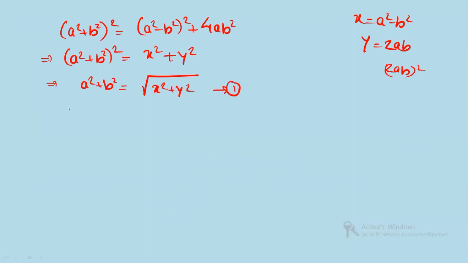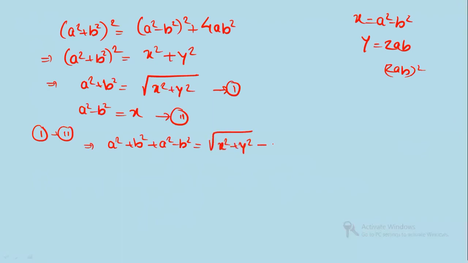So consider this as equation 1, and we have already one more relation, a square minus b square is equal to x. So consider this as relation 2. Now when you add these two relations, you will get the value of a, and when you subtract, you will get the value of b. So first we will do 1 plus 2. You will have a square plus b square plus a square minus b square on the left, and here you will have root over x square plus y square plus x. So this b square will cancel this b square, and you will have 2a square. I am bringing the 2 to the right hand side, and here you will have root over x square plus y square plus x.